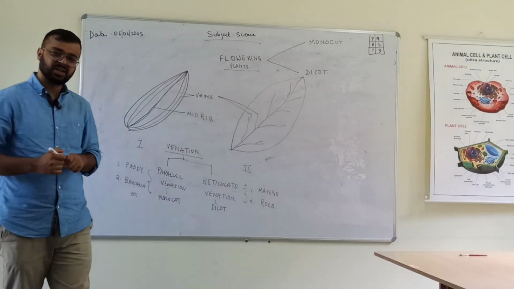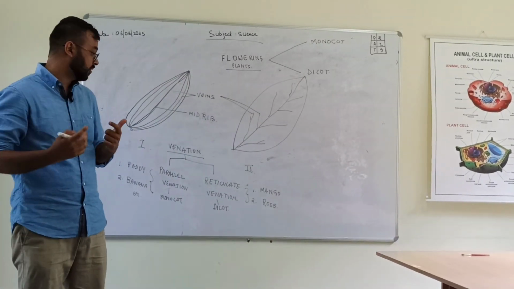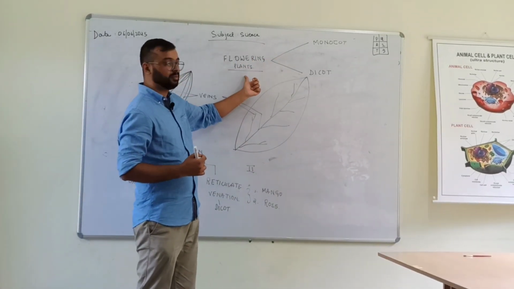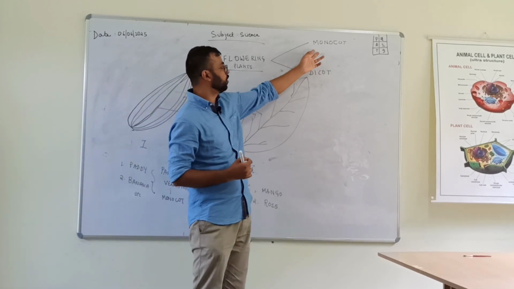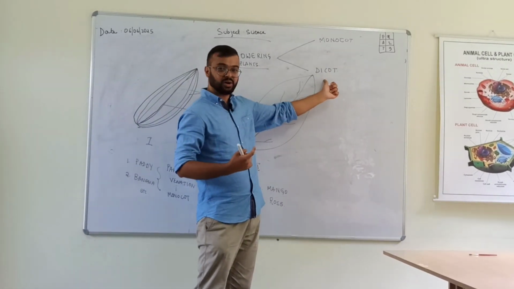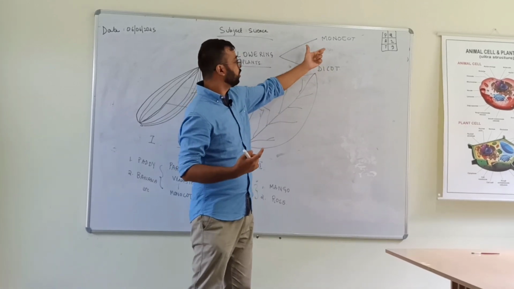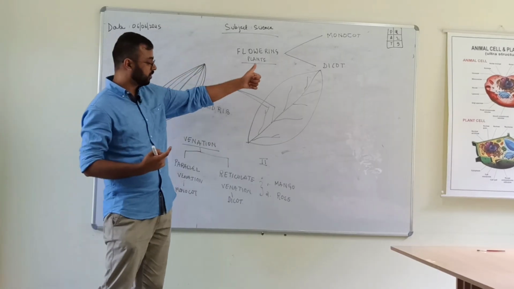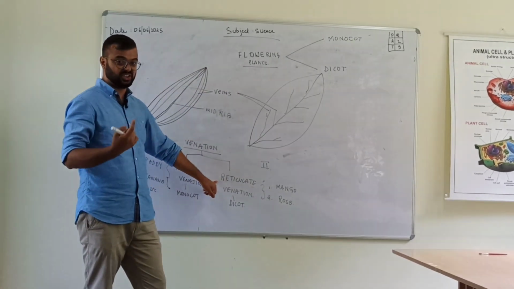Let's recapitulate what we learned just now. There are two types of flowering plants. The first one we call monocot or monocotyledon. The second one is called dicot or dicotyledon. Monocots have parallel venation, and dicots have reticulate venation.